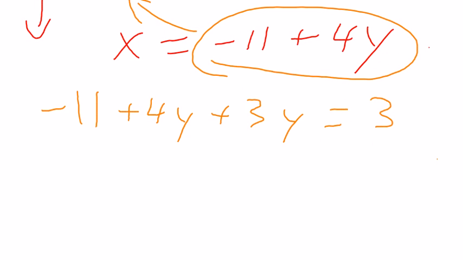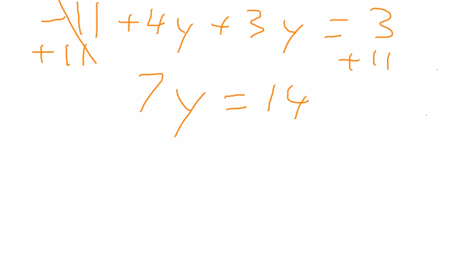Combining like terms, 3y and 4y make 7y. Add 11 to both sides, and I get 7 times something equals 14, so y must equal 2.